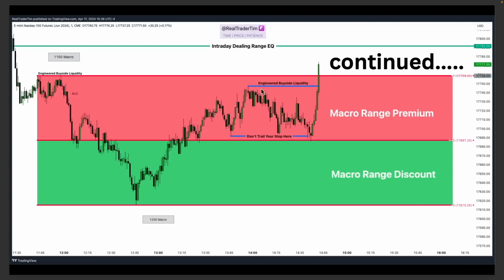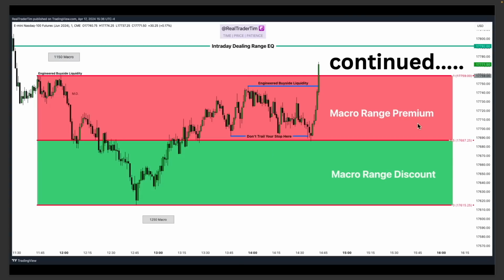Engineer buy side liquidity, come down one more time to purge that sell stop and refer to what? A random level? No. Look at equilibrium of the macro range. Beautiful. After that occurs, that's when you expect speed. Okay. That's that final stop hunt before going to our target. So beautiful delivery on here.